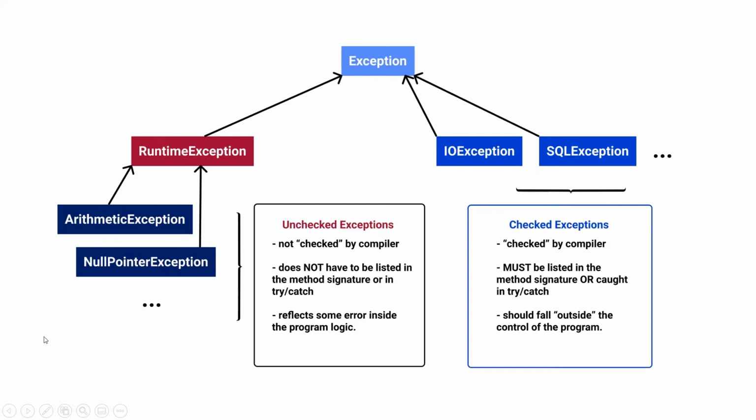Compare that to unchecked exceptions. These are the ones on the left, and they're a little different. These are exceptions that reflect some error inside the programming logic. You'll come across these exceptions more often in your code. For example, arithmetic exception, null pointer exception, array index out of bounds exception, and a bunch of others. And again, they inherit directly from runtime exception, so that's important.